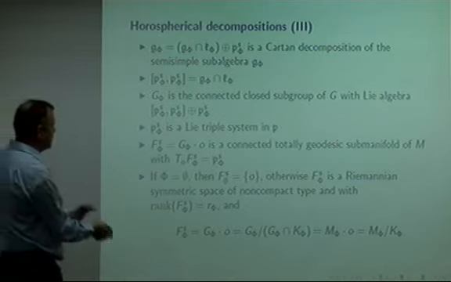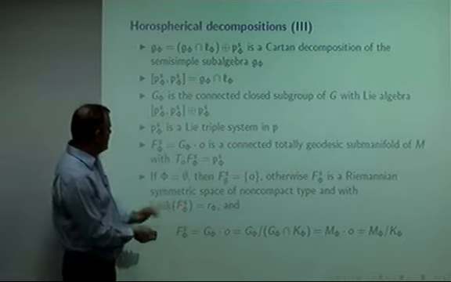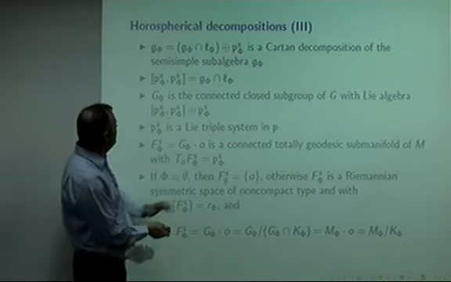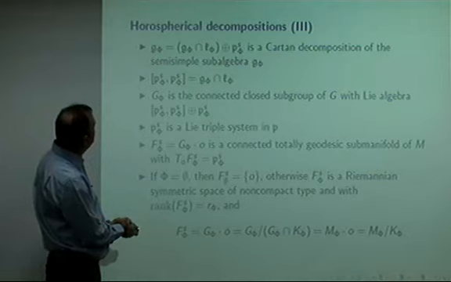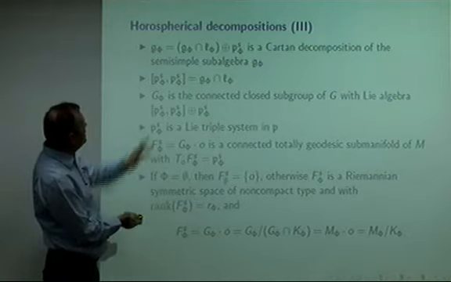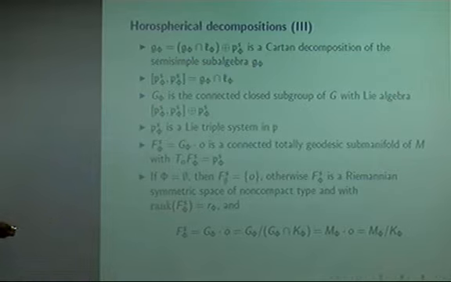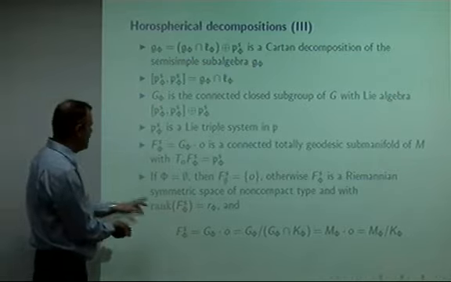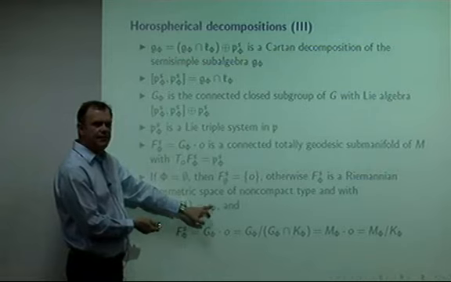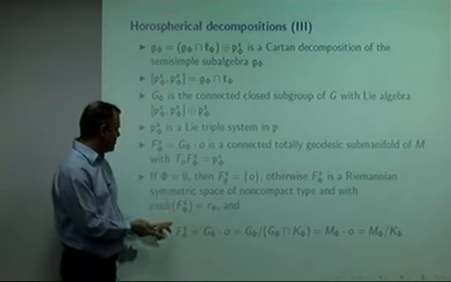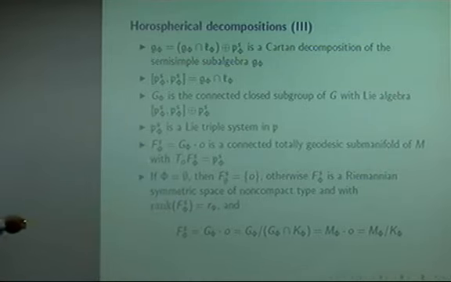What is the rank of this symmetric space? Well, we can read it off from here. We already have a Cartan decomposition. We know what the maximal abelian subspace is, and we count dimension, and this is precisely the cardinality of phi. So the cardinality of phi gives us the rank of this symmetric space.